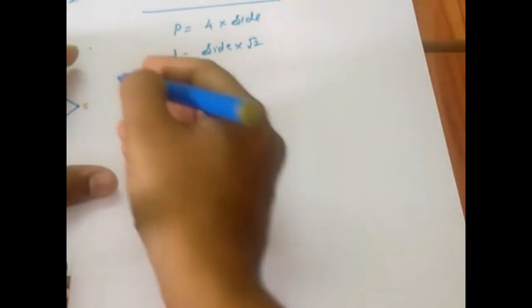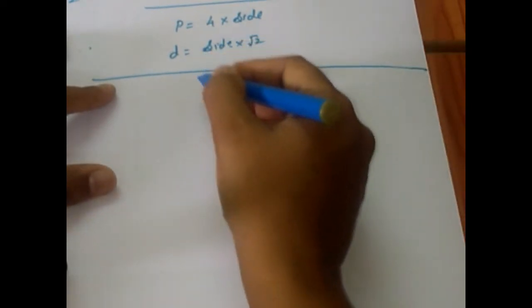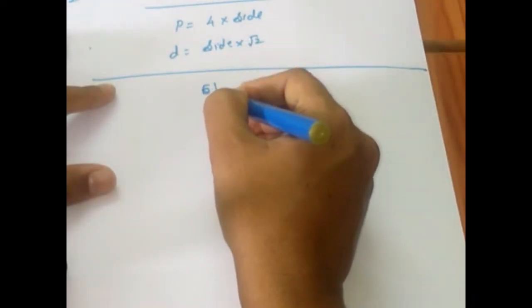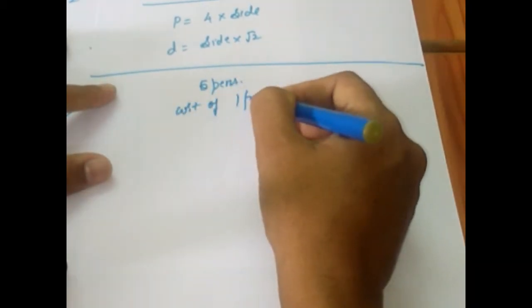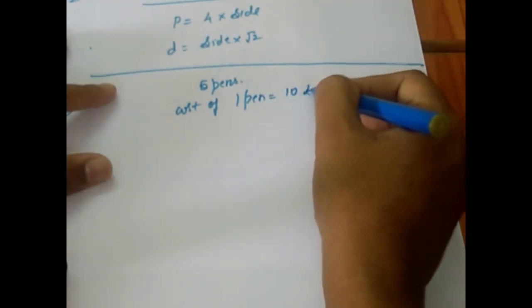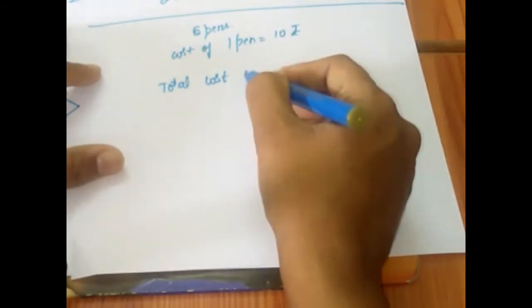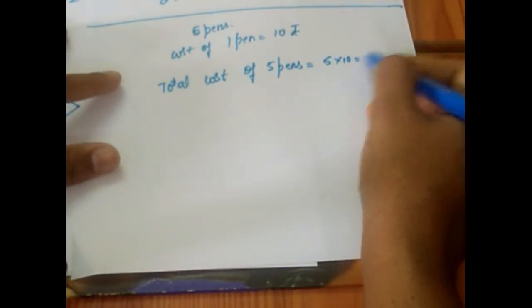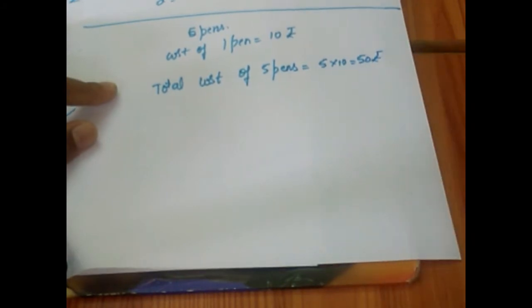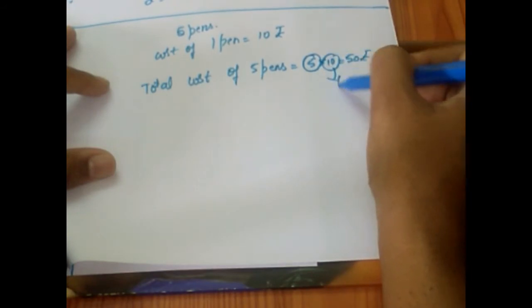Next, before we move on to the problems, children, one more concept I want to make clear. Okay, keep attention here. You have purchased 5 pens. The cost of one pen is 10 rupees. So what is the total cost of 5 pens? The total cost of 5 pens will be equal to 5 into 10, that is equal to 50 rupees. So in this, 5 is the number of pens and 10 is the rate.